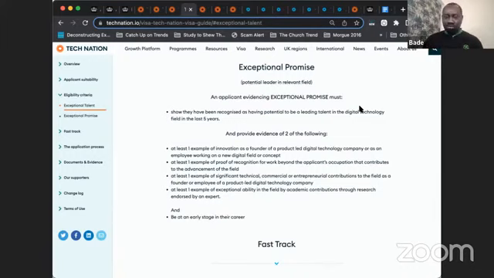Now, there's only 1 mandatory criteria. That has changed for about 2 years now, so it's not a new change. And there are 4 optional criteria. You need to pick 2. Right. So you need to show that you have been recognized as having potential to be a leading talent in the digital technology field in the last 5 years. That is the mandatory criteria.